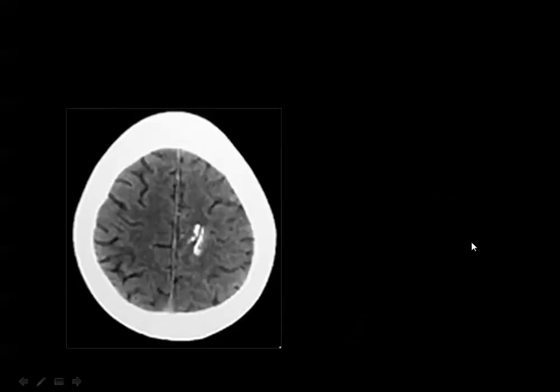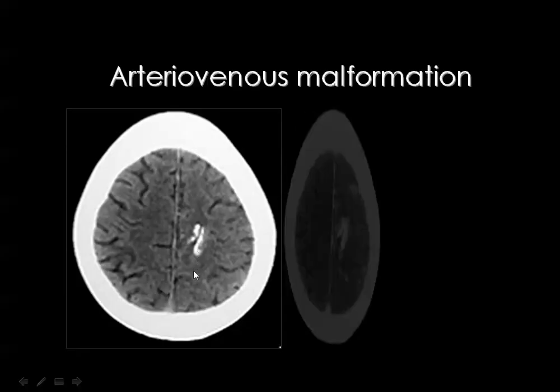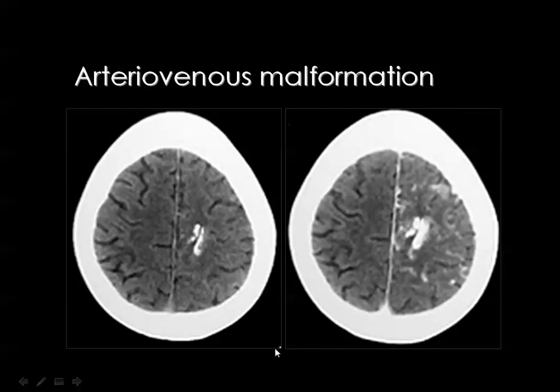Then in arteriovenous malformation, you can see a linear pattern of calcification, as you can see in this case. Whenever you inject the patient with contrast, you can see serpiginous enhancement, which is classic of an arteriovenous malformation, which will be mentioned in full detail in the lecture on intracranial vascular lesions.